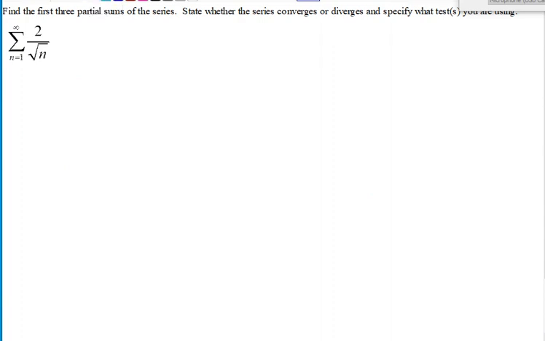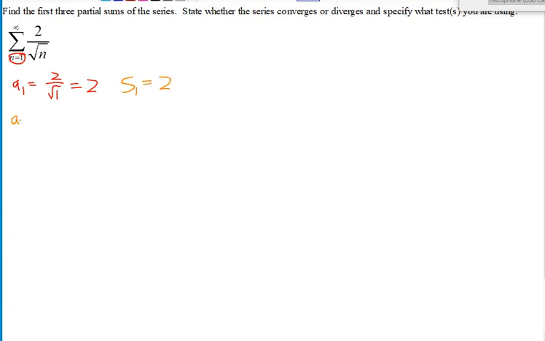Let's take a look at this one here. First three partial sums again. So a1, we just started with this number here, so it would be 2 over the square root of 1, which is just 2. So our first partial sum, S of 1, is the same as the first term, just 2.